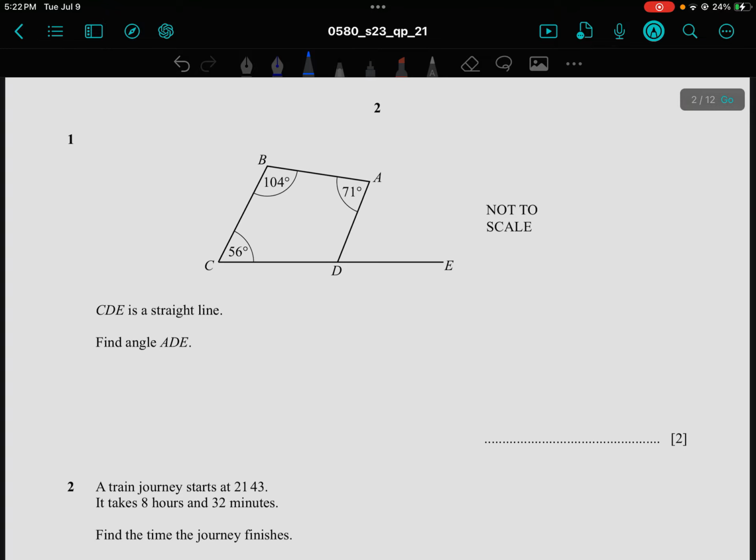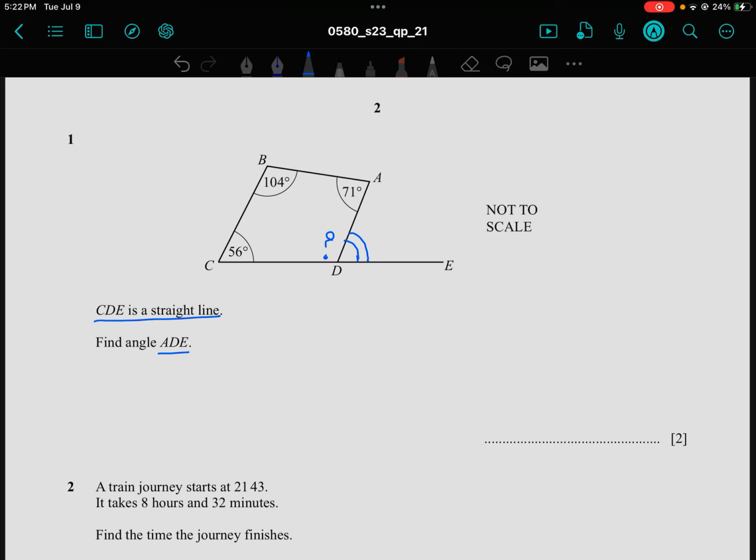In this question, CDE is a straight line. We have to find angle ADE. This angle we have to calculate. To calculate this angle ADE, first we have to calculate the inside angle ADC. So first we see ABCD is a four-sided figure, quadrilateral.